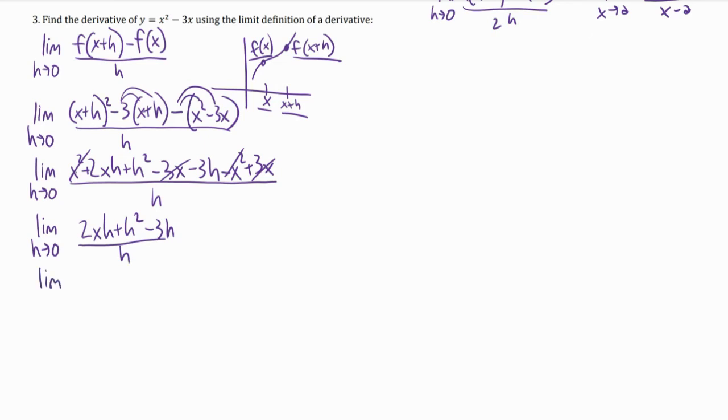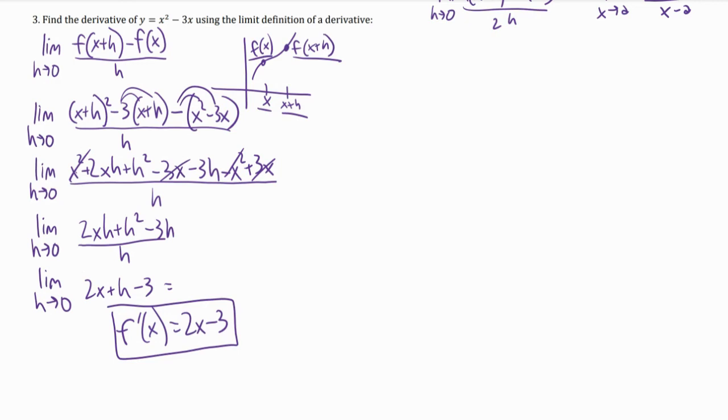I can divide out an h from all of these. Now remember, you are dividing it from every single piece, not just one piece. So that's going to be 2x plus h minus 3. Now I can plug in h as 0, because I have no denominator and I wouldn't be dividing by 0 if I plug in 0. So that would give me 2x minus 3. So that's the derivative. In fact, I'm going to write it as f prime of x is 2x minus 3. This is my slope function.